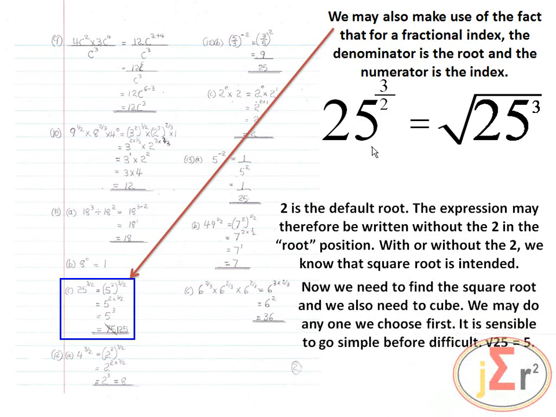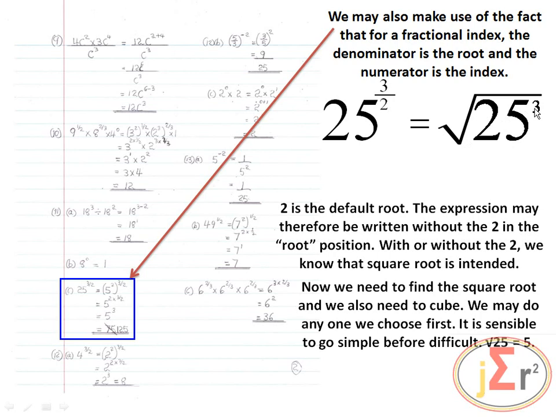Now we need to find the square root, and we also need to cube. So we have the square root of 25 to the power of 3, or 25 cubed. We need to find the square root, and we need to cube. We may do any one we choose first. It is sensible to go simple before difficult. So do the one that will result in a simpler number first, and then we may do the other one.